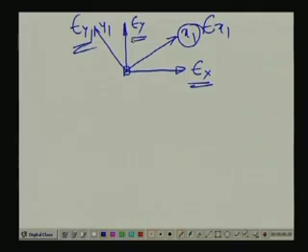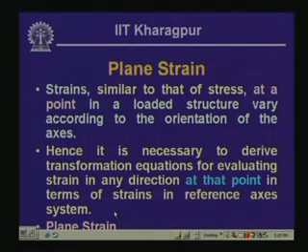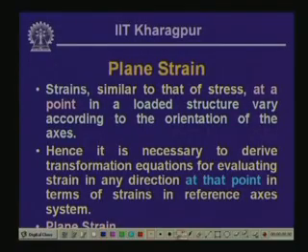Our objective is to find the strain along this orientation, or in the orientation of the axis which could be in a general form at an angle theta with reference to the x and y reference axes, so that we can compute the strain at that particular point at different orientations. Hence, it is necessary to derive the transformation equations for evaluating strain in any direction at that particular point in terms of strains in the reference axis system.